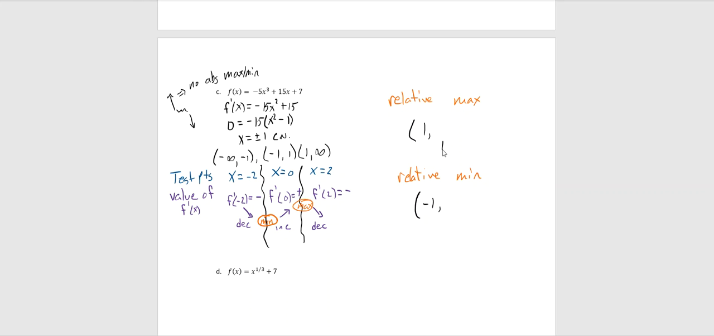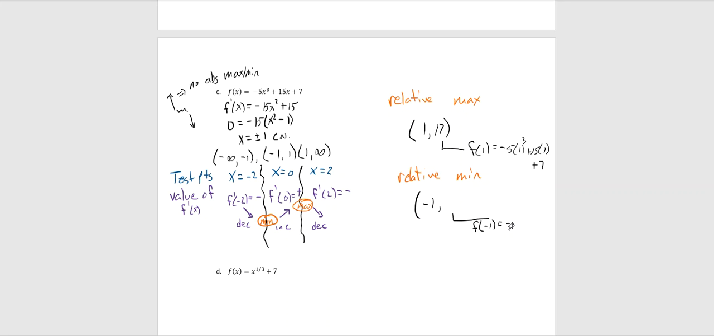And always, always, always, we get this from the original function. F of 1 is negative 5 times 1 cubed plus 15 times 1 plus 7. So that's negative 5 plus 15, which gives me a positive 10. And 10 and 7 makes 17. The derivative tells us where. The original function tells us what the y value is. Same thing if we plug the negative 1 into the original function.